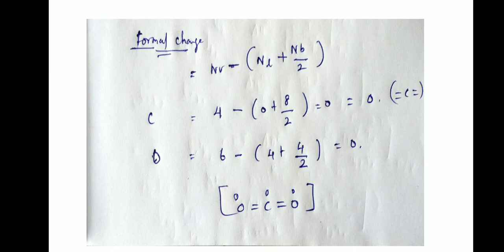How to find formal charge? Formula: formal charge equals number of valence electrons minus number of lone pair electrons minus number of bonding electrons divided by 2. For carbon: 4 minus 0 lone pair electrons minus 8 bonding electrons divided by 2, which gives 0. For oxygen: 6 minus 4 minus 4 divided by 2, which is 0. So the formal charges on oxygen, carbon and oxygen are 0, 0, 0.